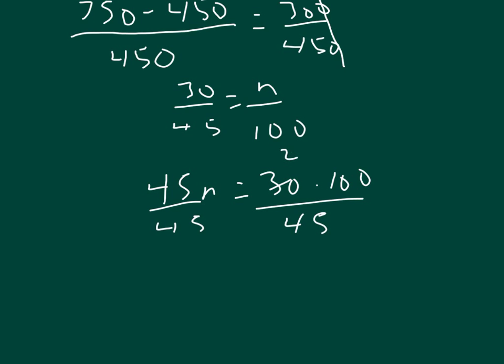15 goes into 30 twice. 15 goes into 45 3 times. So we're going to get 200 over 3. And you might be thinking, I know 100 over 3 is 33 1/3, so 200 divided by 3 should be 66 2/3, and you would sure be right.